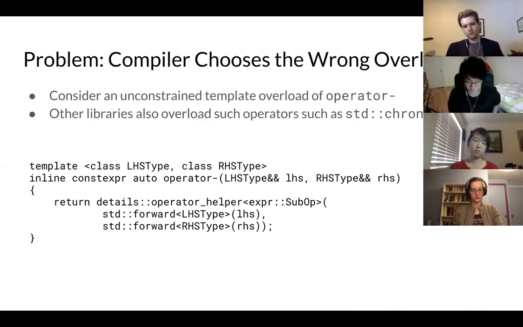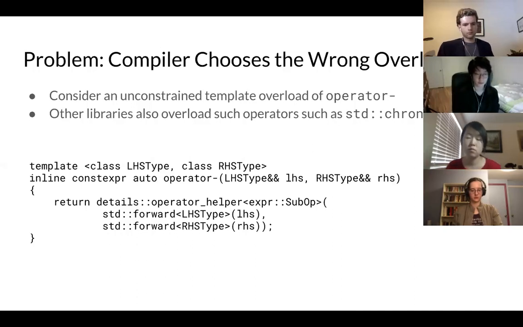We ran into a problem when developing this library, and we did in fact see the compiler choose the wrong overload. Consider an unconstrained template overload of operator minus defined below. It just takes in two generic types, left-hand side type and right-hand side type. We use forward universal references and forward them to the helper function. But note that they are not constrained in any way. This is completely unconstrained, and they can be any types. We also note that other libraries, such as std::chrono, overload these operators.